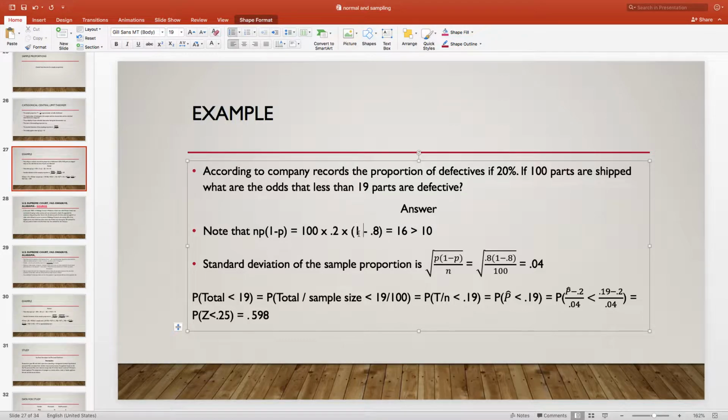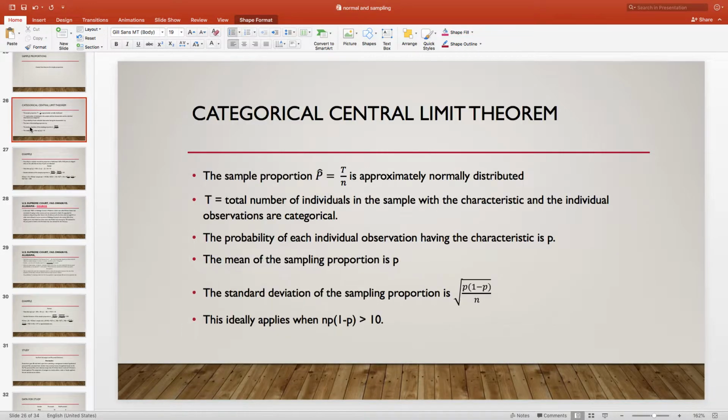We can do it like this, and we'll get the same number. I just interchange p with 1 minus p here, and we'll get the same number. So the standard deviation for the sample proportion, that's 0.04. So I want to know the probability the total is less than 19. Now, that represents the numerator here. This represents the total. I have a statement about proportions, so I need to divide by n to get a proportion.